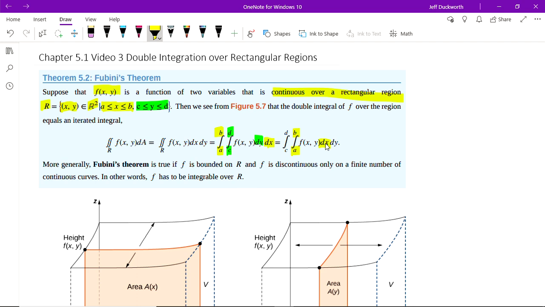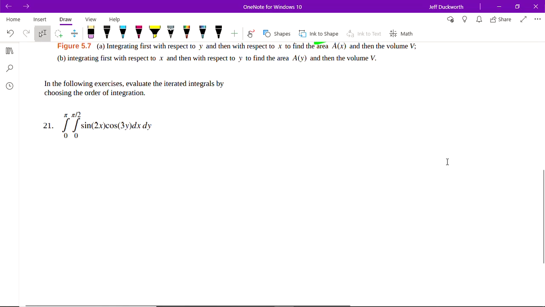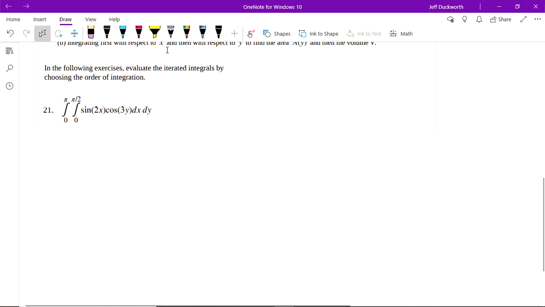They give you a note here that if it's discontinuous on only a finite number of curves, it'll work. Basically, as long as f is integrable over R, you're going to be fine. So let's try to do this problem here.